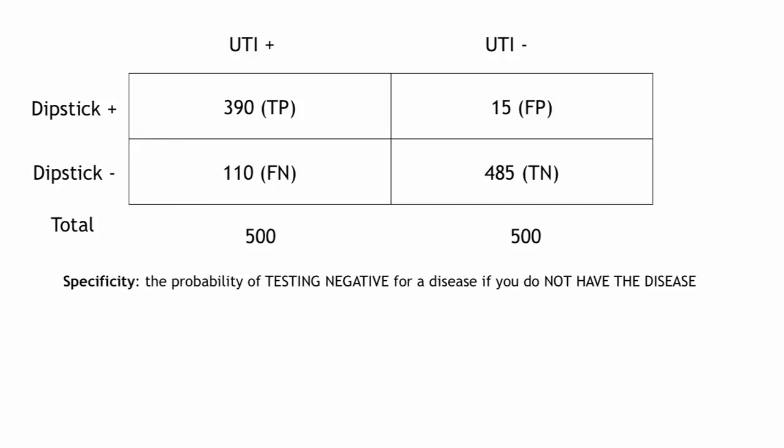Let's do the same calculation but for specificity. For specificity, from before, we know it's the probability of testing negative for a disease if you do not have the disease. So we know there's 500 people that don't have a urinary tract infection, and of these, 485 had a negative dipstick. This gives us 0.97. To interpret this, we'd say if you don't have a urinary tract infection, there's a 97% probability that your dipstick will be negative. This is a high specificity, meaning we're going to minimize our false positives.